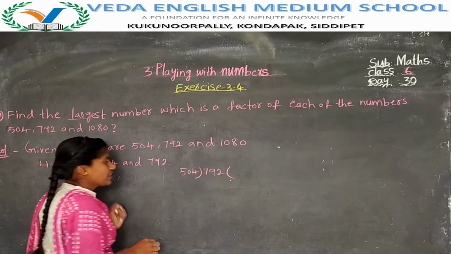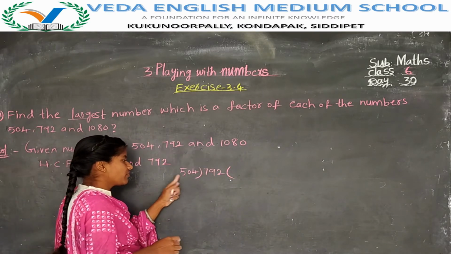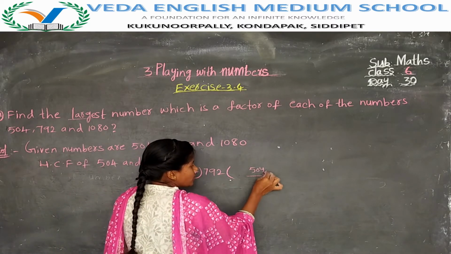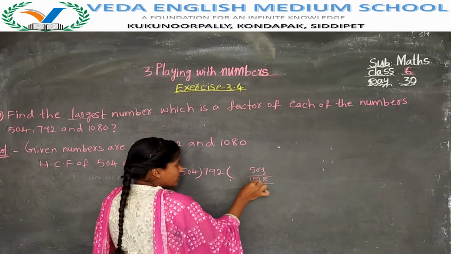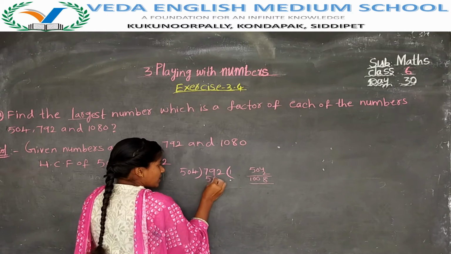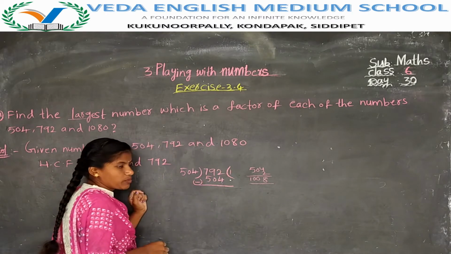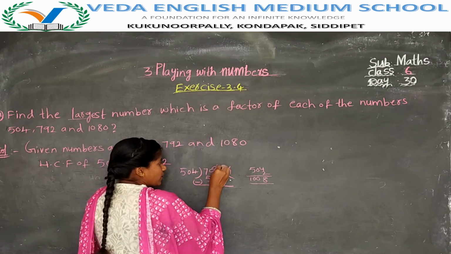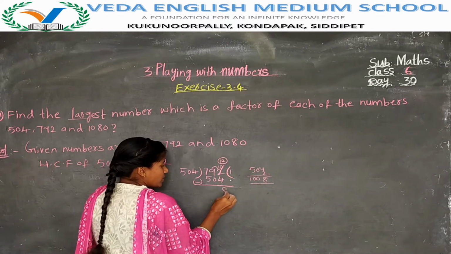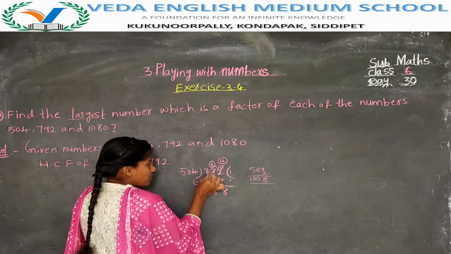Now, find the HCF. 504 table. 504 ones are 504. 504 twos are 1008, which becomes a greater number. So you have to take 504 ones are 504. Now subtract here. Is 2 minus 4 possible? No. Then take borrow. It is 10, 10 plus 2 is 12. 12 minus 4 is 8. 9 becomes 8. 7 minus 5 is 2.